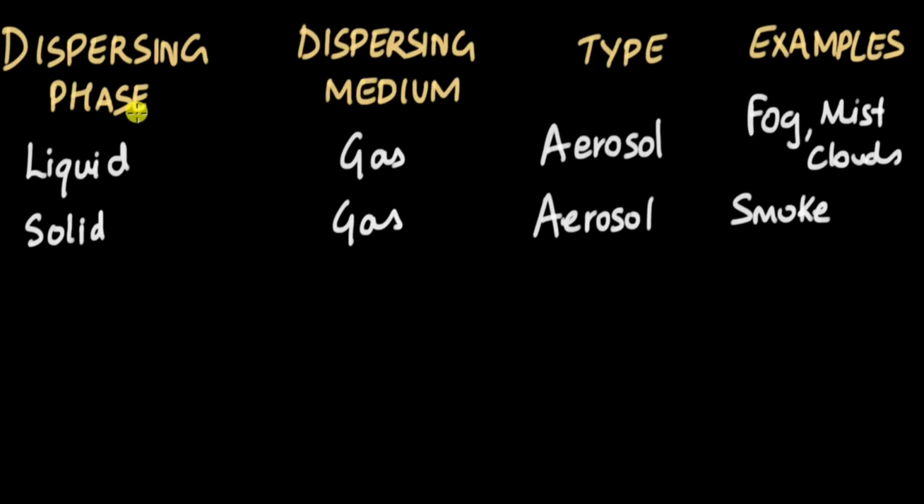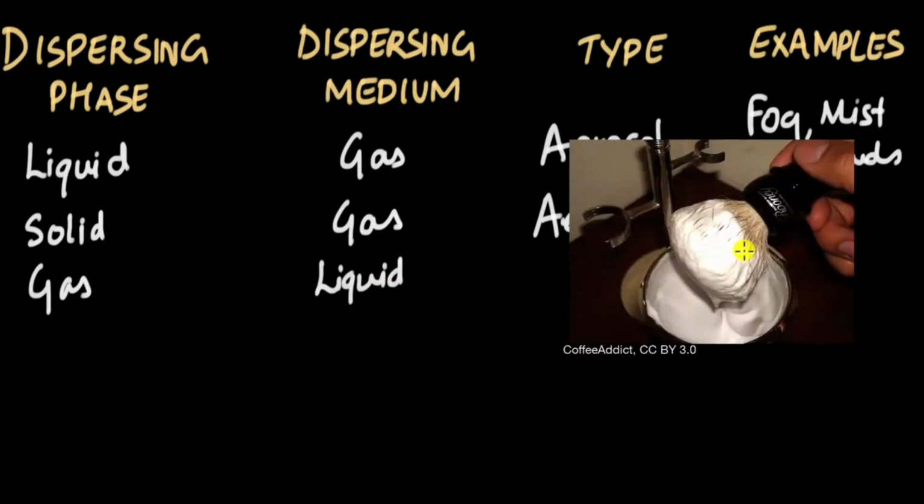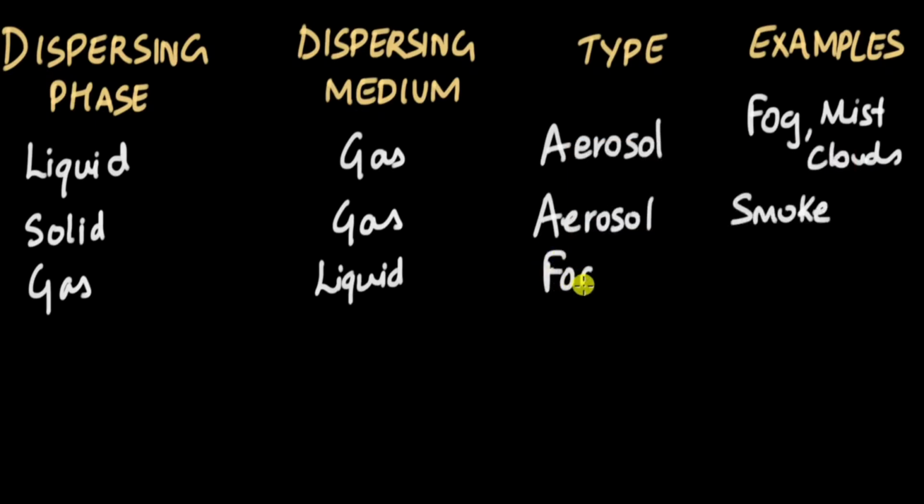Now let's take the dispersed phase as gas. So you have gas-like solute particles and the dispersing medium is liquid. In this case, what you get is something like shaving cream. And this type of colloid is called foam. An example is shaving cream.